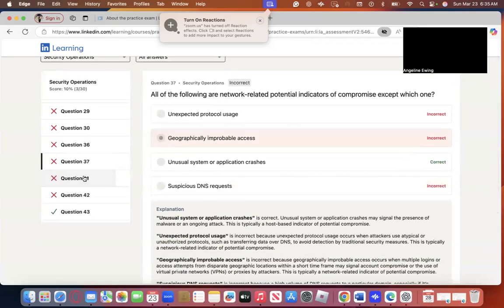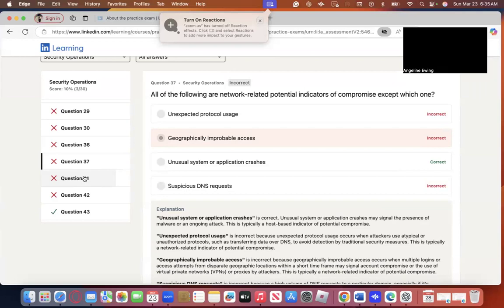All of the following are network-related potential indicators of compromise, except which one? That would be unusual system or application crashes. Unusual system or application crashes may signal the presence of malware or an ongoing attack. This is typically a host-based indicator of potential compromise.